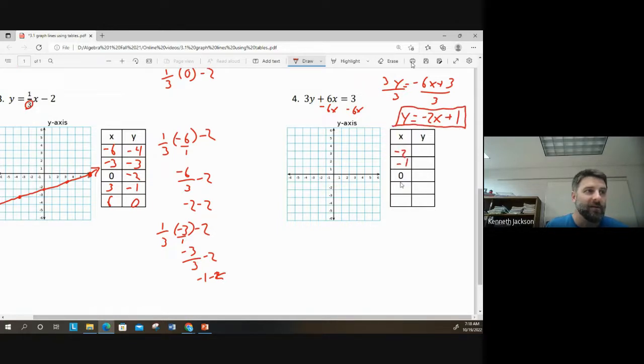I can plug in -2 to +2. And now I have some basic arithmetic. -2 times -2 plus 1 would give me 5. And then I have -2 times -1 will give me 2, plus 1 is 3. Then 1, then -1, then -3. And again, I can graph these ordered pairs: (-2, 5), (-1, 3), (0, 1), (1, -1), (2, -3). And once I connect the points, I get my line and the solutions for the two variable equations.